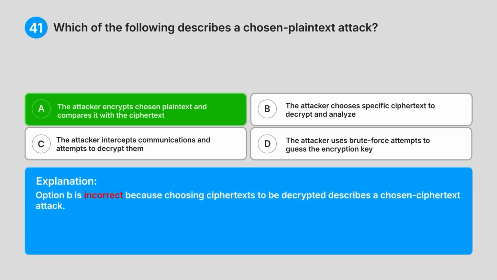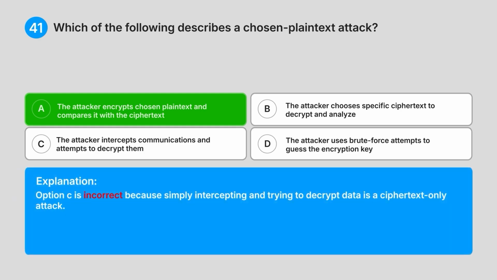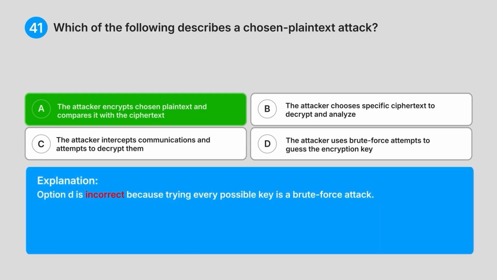Option B is incorrect because choosing ciphertext to be decrypted describes a chosen ciphertext attack. Option C is incorrect because simply intercepting and trying to decrypt data is a ciphertext-only attack. Option D is incorrect because trying every possible key is a brute force attack.